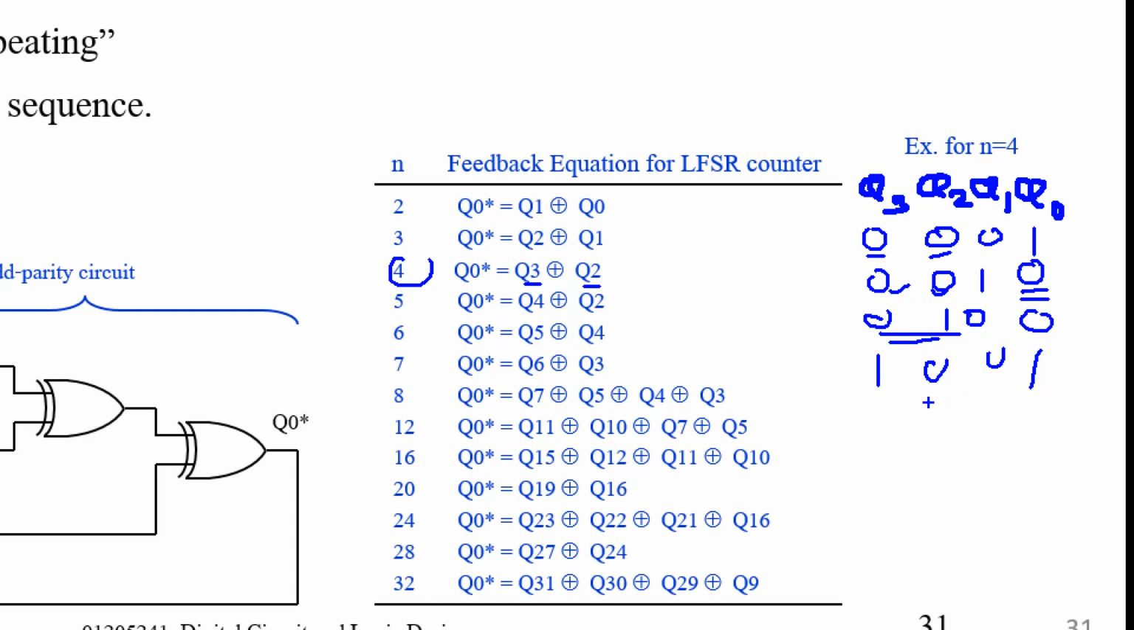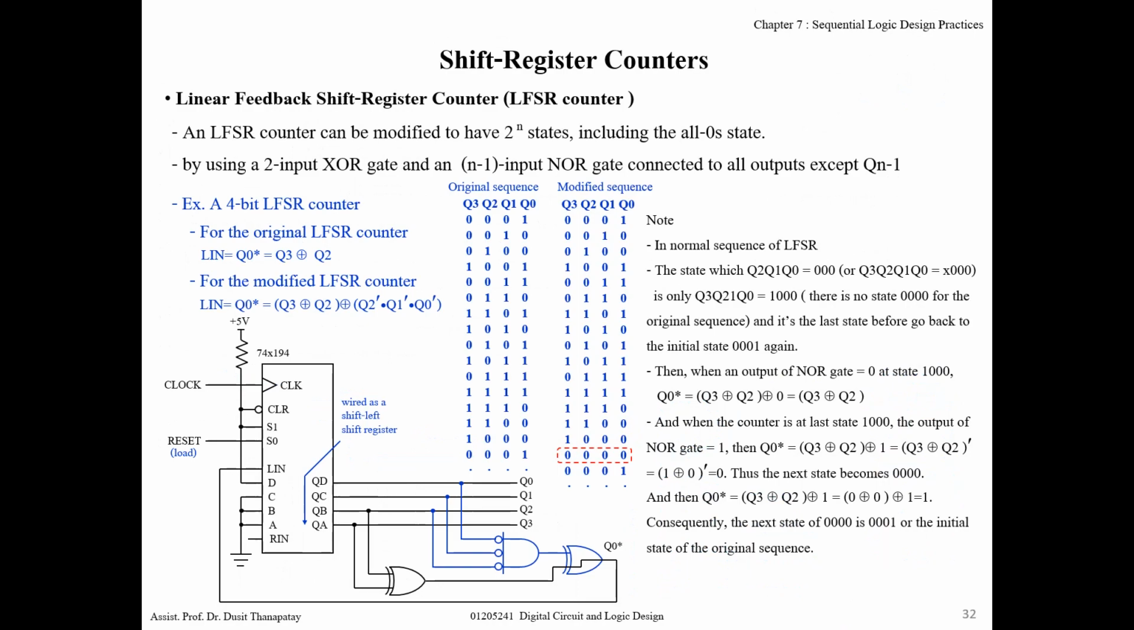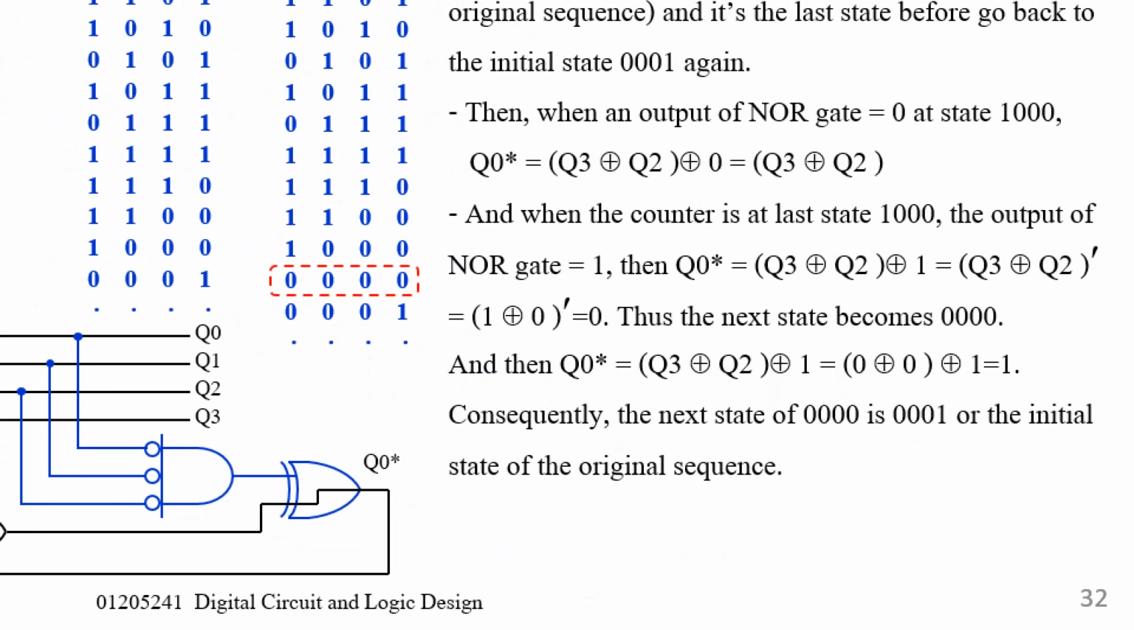For the next counting, just copy this one, 0, 0, 1. Different, so 1 right here. Okay, you can repeat this. 0, 1, 1, 0, 1, 1, same, so it's 0 right here. 1, 1, 0, 1, 1, 0, different, 1 right here. Okay, and so on. So if you use this method, you can obtain 15 states for 4 bit.